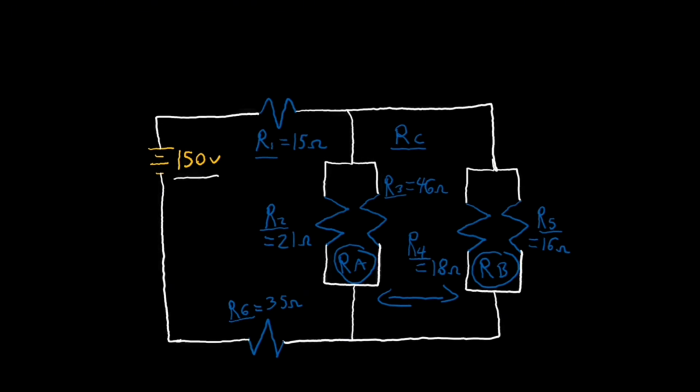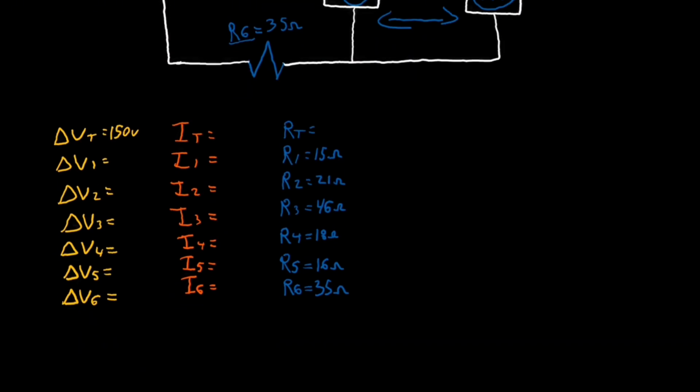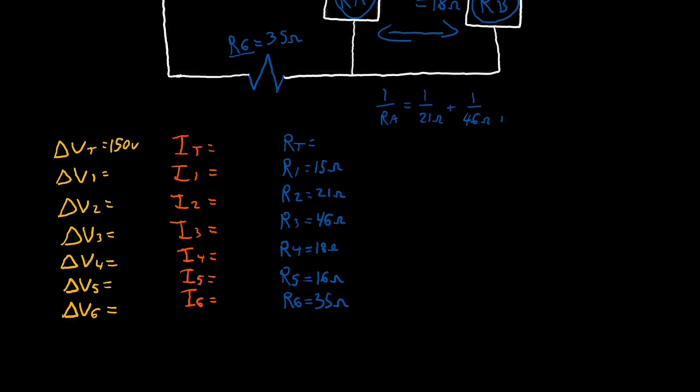The hardest part of trying to solve a mixed circuit is trying to figure out the plan, figure out how you're going to execute it. Next, you always have to stay consistent with all of your calculations while also using every single rule to your advantage. So first, to solve for RA, we can do 1 over RA equals 1 over 21 ohms plus 1 over 46 ohms, which should equal 0.069 ohms equals 1 over RA. Then if we just find the reciprocal, RA should equal 14.4 ohms.